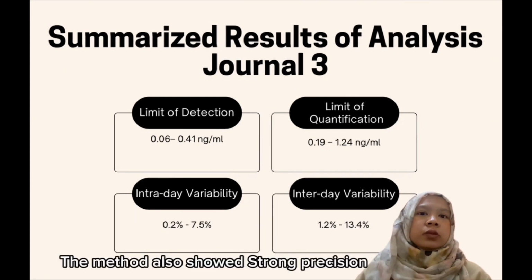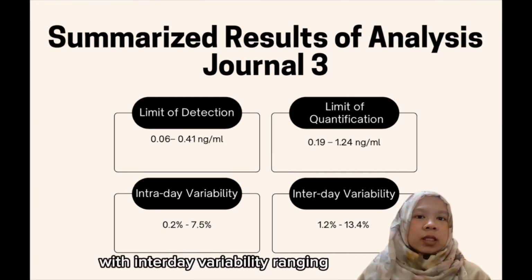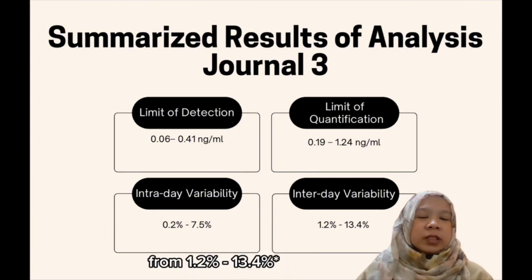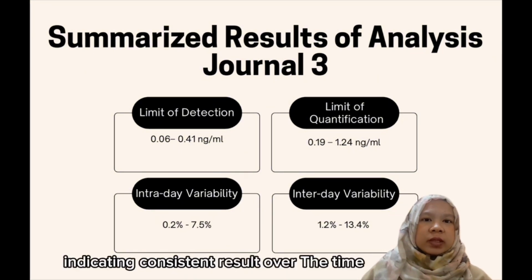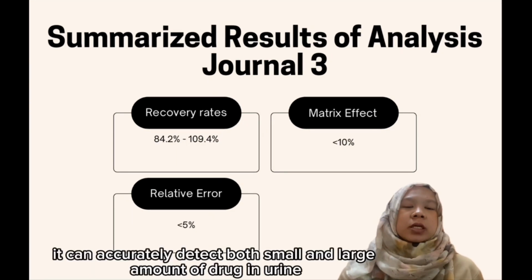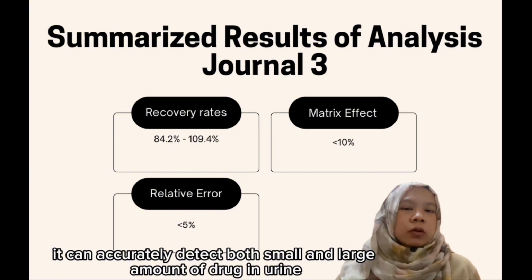The method also showed strong precision with intraday variability ranging from 0.2% to 7.5% and interday variability from 1.2% to 30.5%, indicating consistent results over time. The method works well across a wide range of drug levels, so it can accurately detect both small and large amounts of drug in urine.